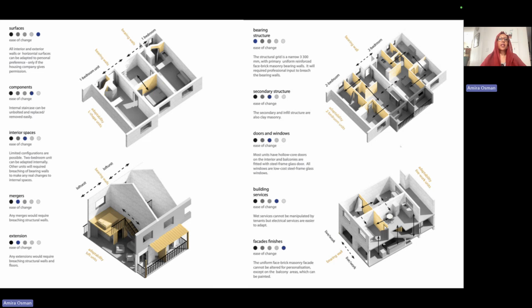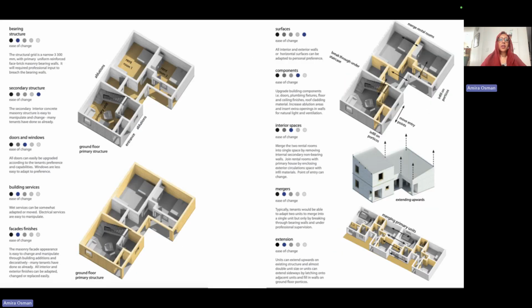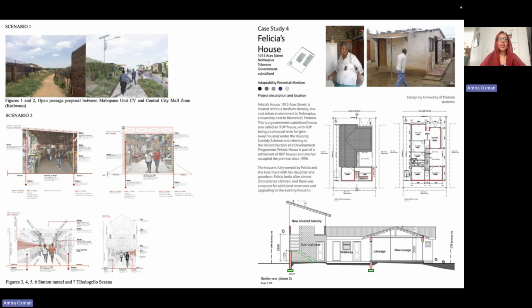We look at issues such as the load-bearing structures, secondary structures, doors and windows, building services, interior spaces, surfaces, components, etc. And so we take these buildings and we analyze them, and then we suggest if we had designed it, these are all social housing projects in South Africa. If we had designed it a little bit differently, this is what could have been achieved in terms of flexibility.